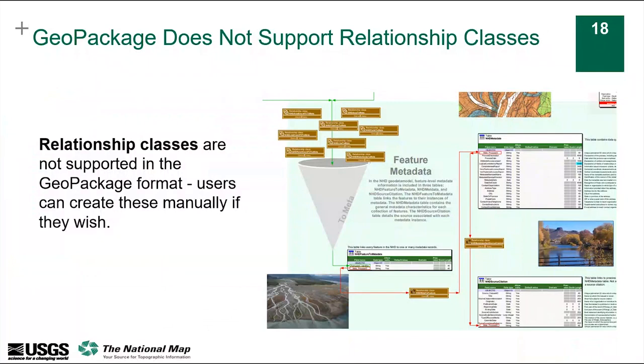GeoPackage does not support relationship classes. Relationship classes are contained within the NHD, WBD, and NHDPlus HR geodatabase products. Here is a screenshot of the relationship classes from the NHD model poster. The relationship classes are used to navigate the various metadata tables within the NHD data. Relationship classes are not supported in GeoPackage, but can easily be created by the user using relates in ArcMap or ArcPro. For example, users can build a relate from the NHD Flowline feature class to the NHD metadata table using PermID and MetaProcessID.